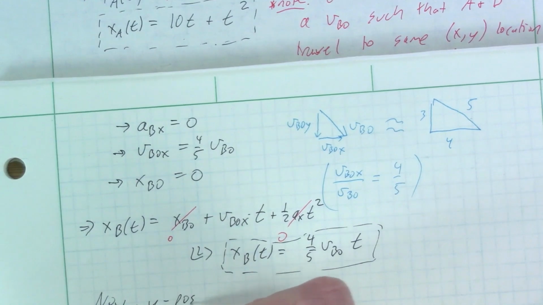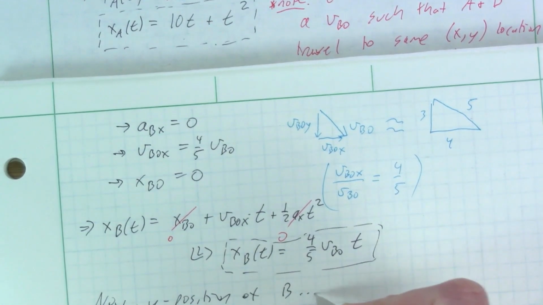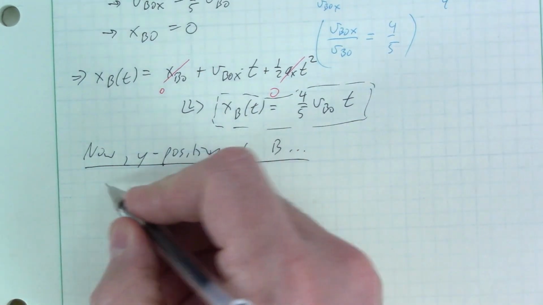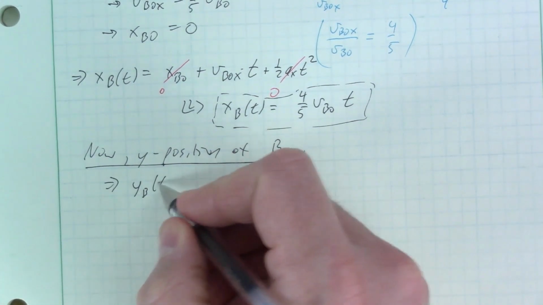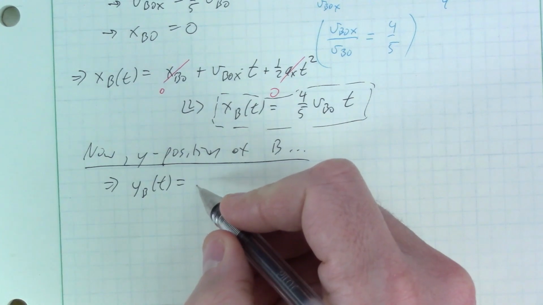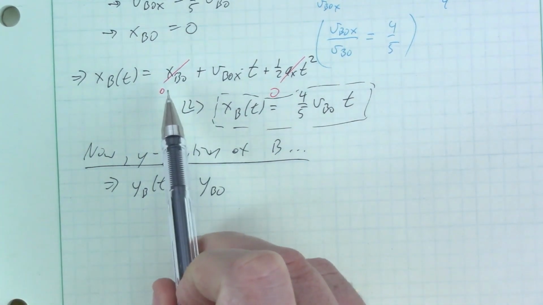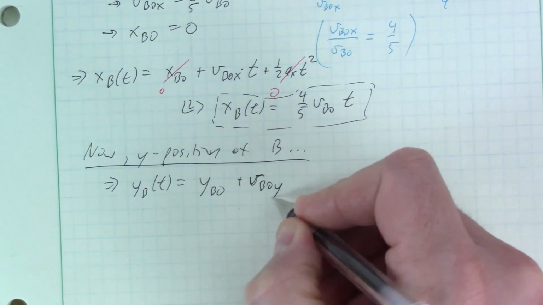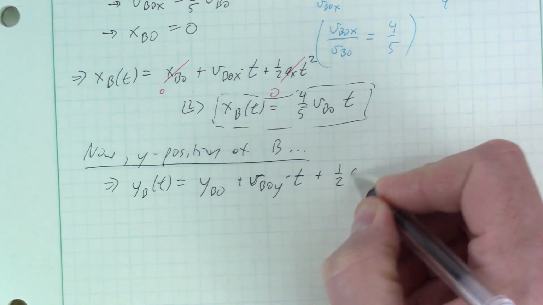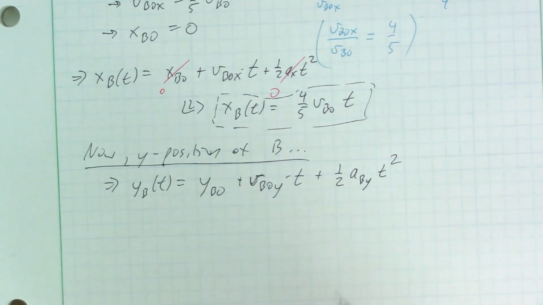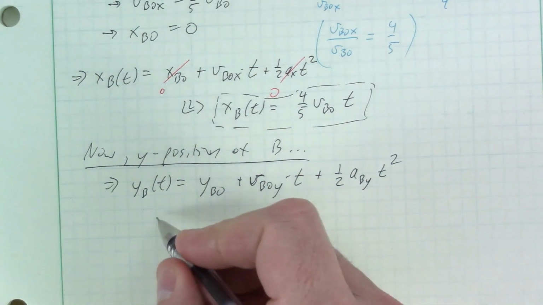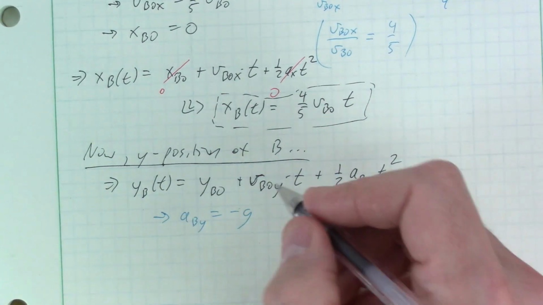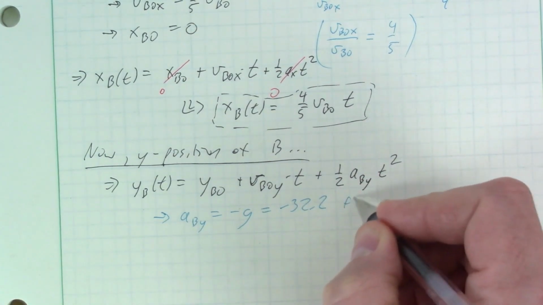So now the y position of B, yb of t. I'll just write out the expression first because we have it right above us. We're just going to change x to y: VB naught y times time plus 1/2 ab y times time squared. And now let's come through here and say what all these things equal. Our acceleration for B in the y direction experiences gravity, minus g, which is minus 32.2 feet per second squared.